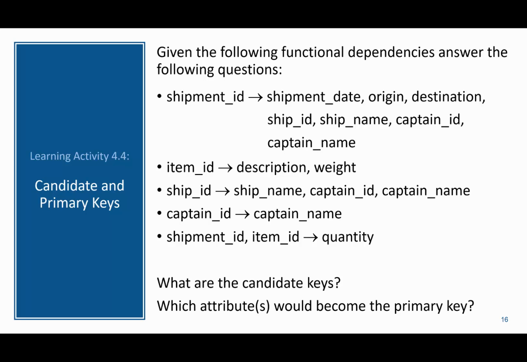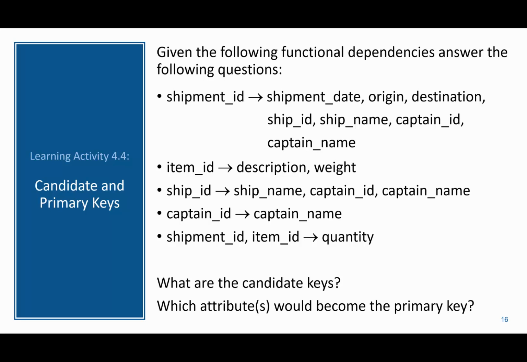If we look at ship ID, do we see it on the right? Yes, we see it on the right of shipment ID. So that is not part of our primary key. If we look at captain ID, do we see it on the right? Yes, we see it on the right of shipment ID and on the right of ship ID. And so captain ID is not part of the primary key.